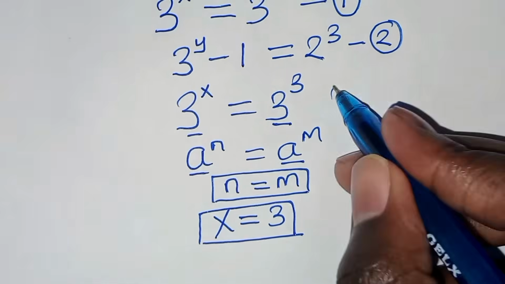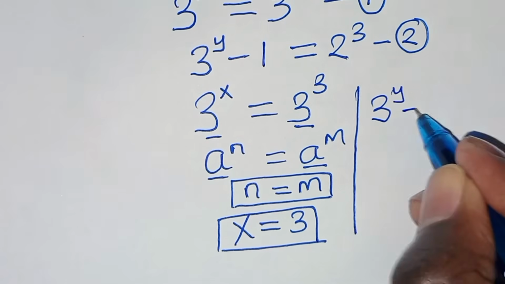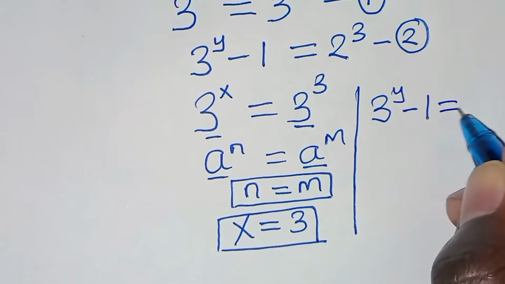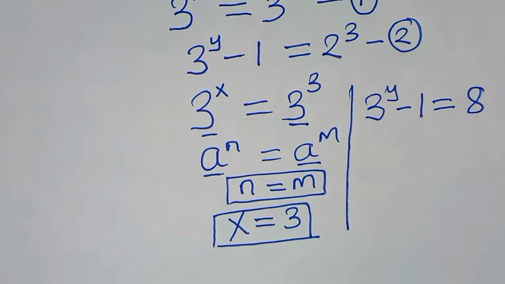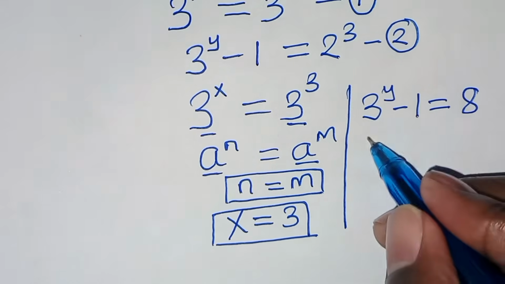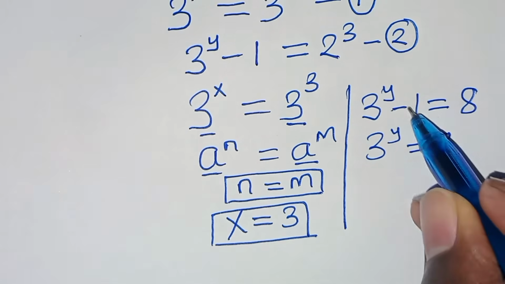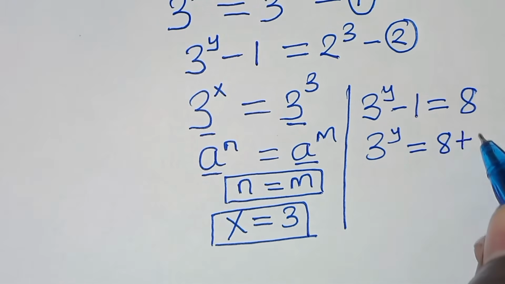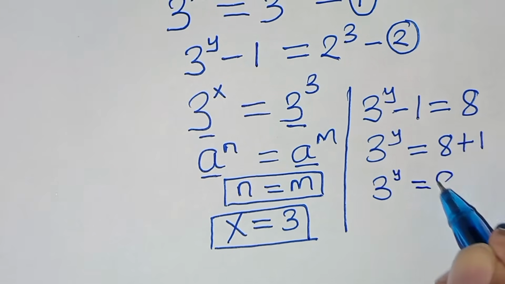From the second comparison here, we have 3 to power y, subtract 1. This is equal to 2 to power 3, which is equal to 8. So this implies that we have 3 to power y equal to 8. Let's take minus 1 on the right-hand side, so this becomes plus 1. So we have 3 to power y equal to 9.